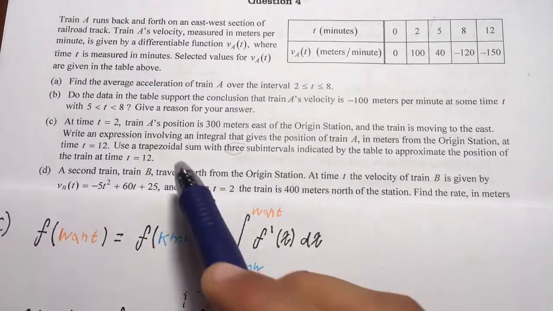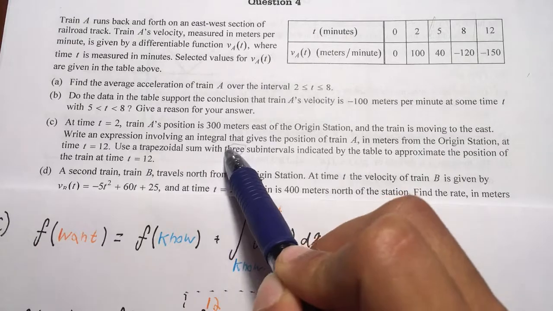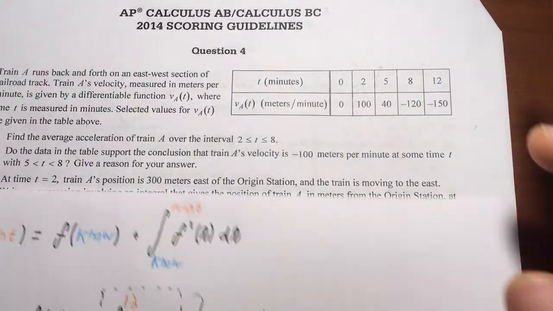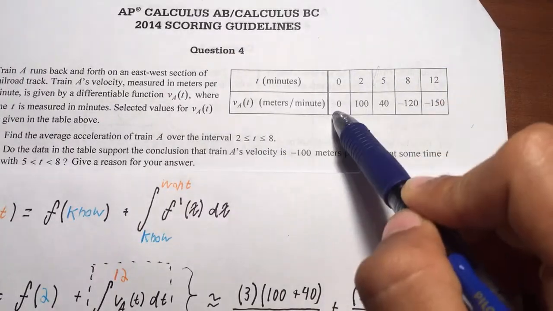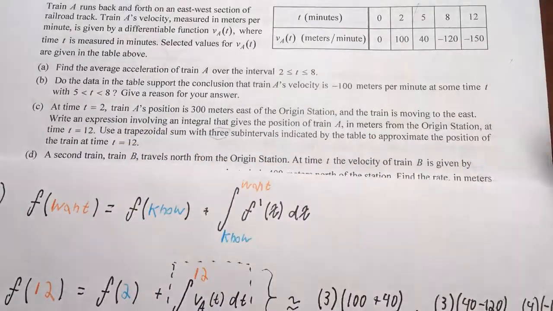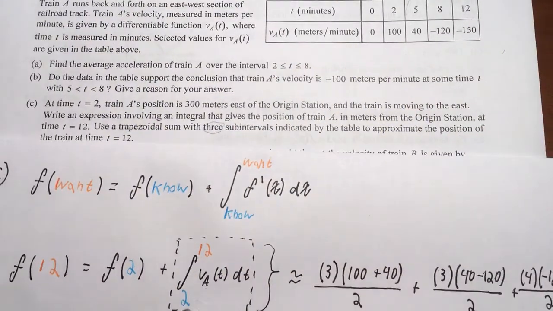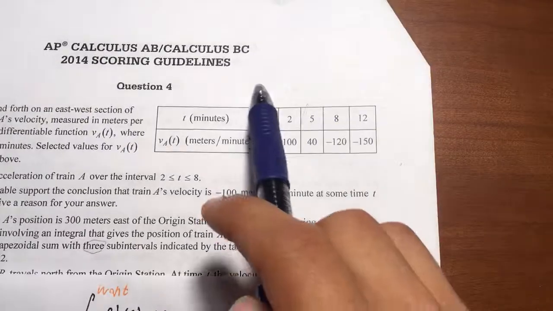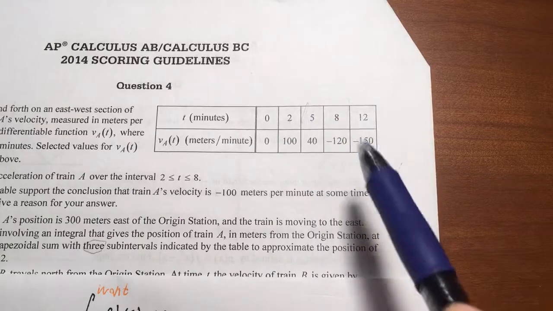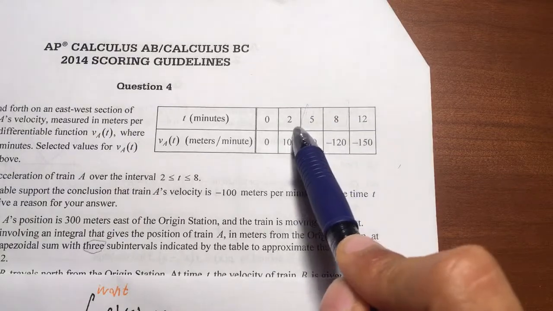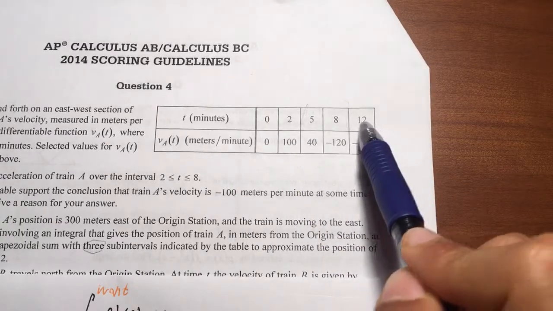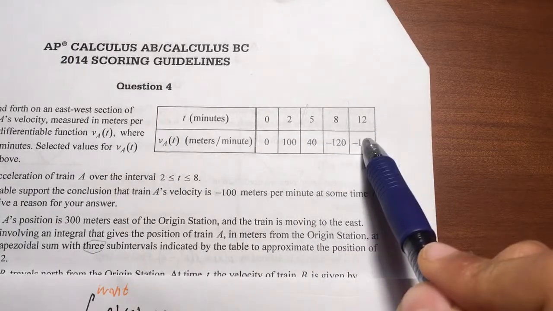They want us to use a trapezoid sum with 3 subintervals. Now the way I would approach this, I can ignore this column here because I'm only evaluating from 2 to 12, right? From what I know to what I want. So I'm going to ignore this column, and I want to divide this from 2 to 12 into 3 equal groups. So I'm going to group 140 here, 40, negative 120 here, and negative 120, 150, negative 150 here.